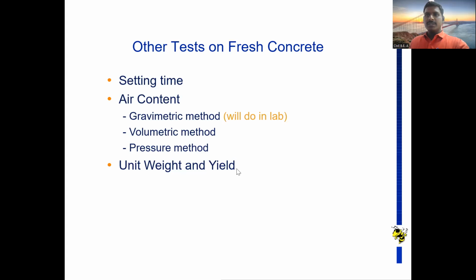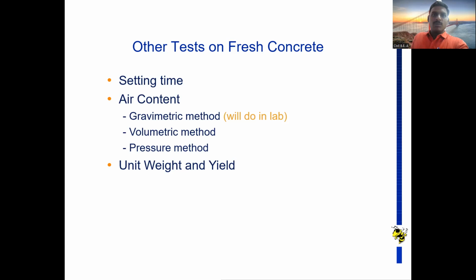So, in the last lecture, we started Unit 3, properties of fresh concrete, and we have seen the workability of concrete, then segregation and bleeding. So we have covered those, and the effects on the workability of concrete, and the other properties of fresh concrete, that also we have seen.